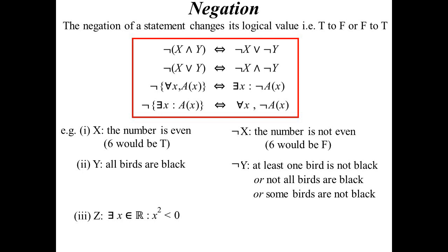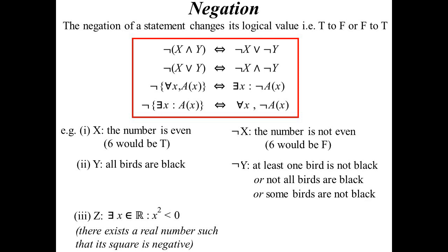Okay, let's have a look at this one. Z is my statement: there exists an x which is an element of the real numbers, so I'm only thinking about real numbers, such that x squared is less than 0. Remember, these are just statements. They don't have to be true. And in fact, that one is actually false, of course. But that's what we're basically saying. There exists a real number such that its square is negative.